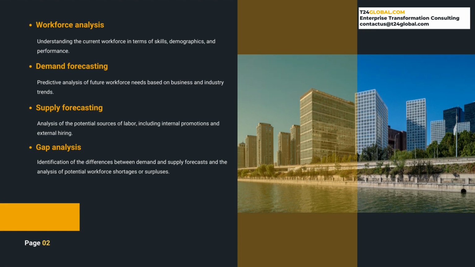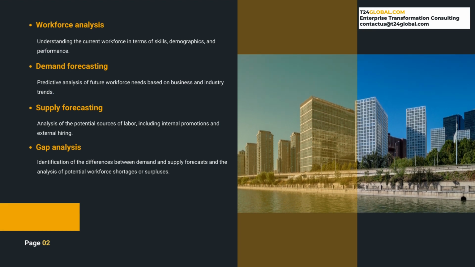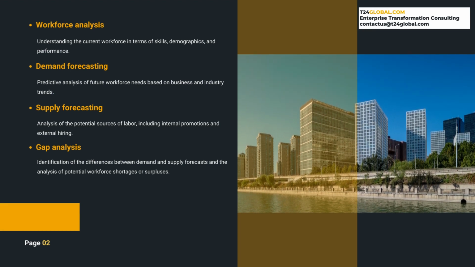1. Workforce analysis. This component involves understanding the current workforce in terms of skills, demographics, and performance. To conduct a workforce analysis, various software tools such as HR information systems, that is, HRIS, and business intelligence, that is, BI, can be used.